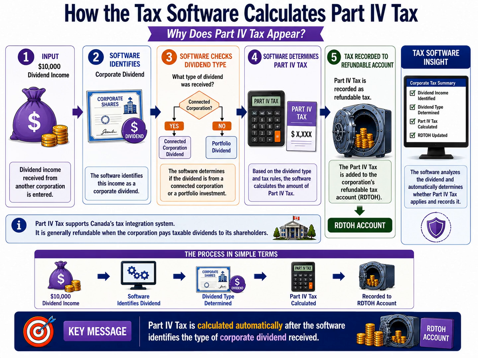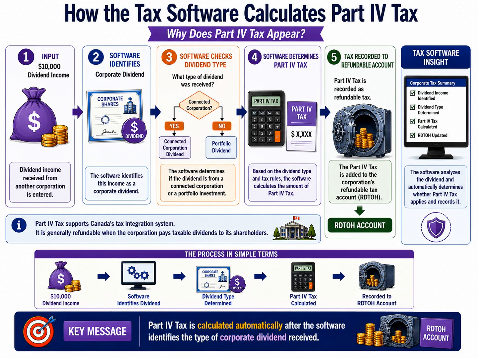Part 4 tax is a special corporate tax that applies to certain dividends received by corporations. Its purpose is to support Canada's tax integration system by preventing corporate dividend income from escaping tax completely, while still allowing the tax to be recovered later under the appropriate circumstances.